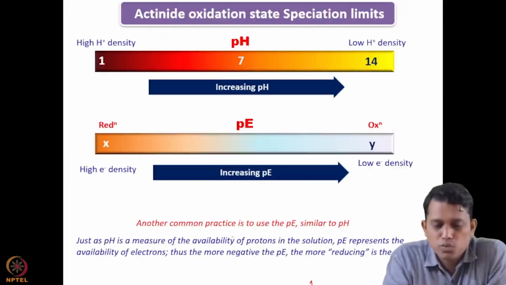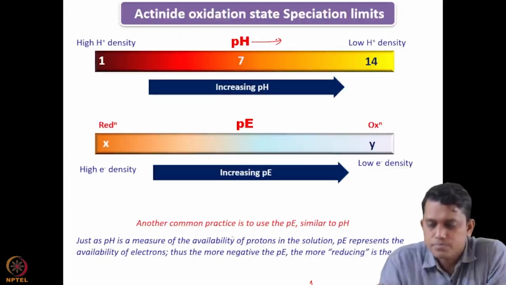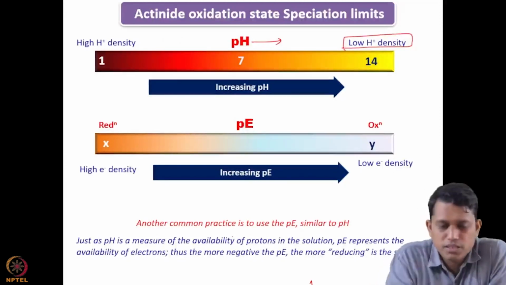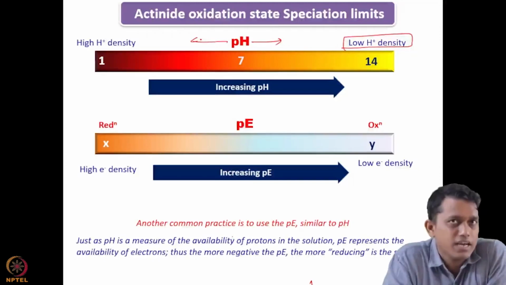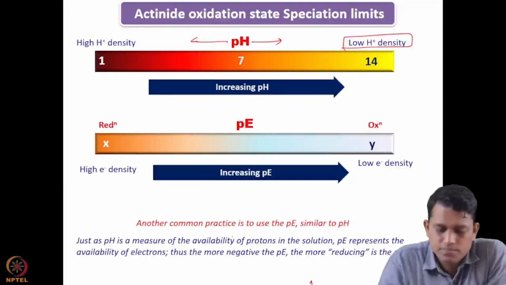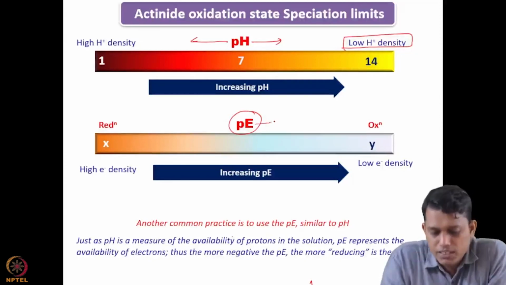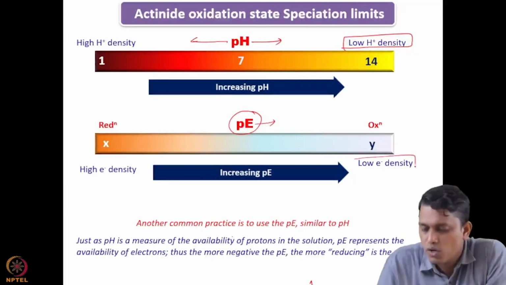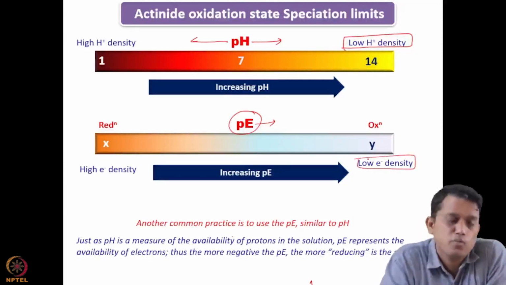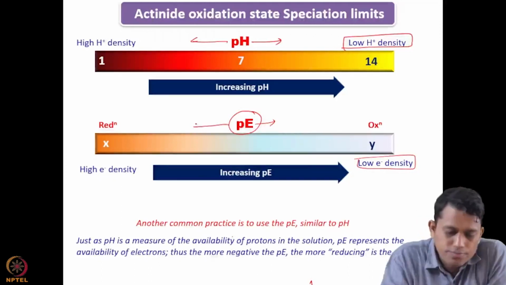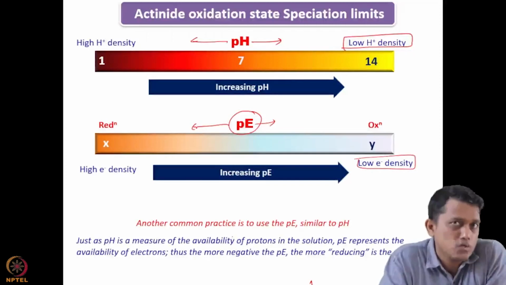As I've shown you, as pH is increasing, the proton availability is getting lower and lower. And when the pH is decreasing, the proton availability is getting higher and higher. In a very similar sense, suppose you have a variable called PE, and when the PE is increasing, we are having low electron density. What it means is that you are having more and more oxidizing conditions. And when the PE is getting lower, then you are having more and more electrons. What it means is that you are having a reducing condition.